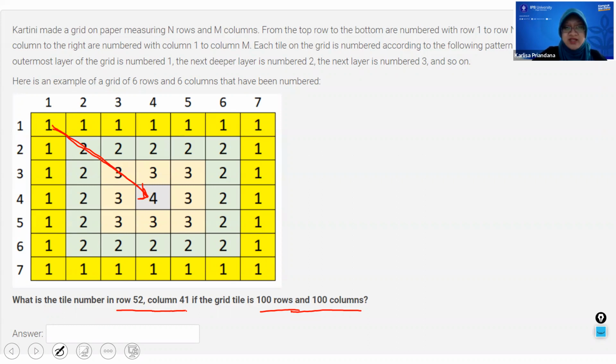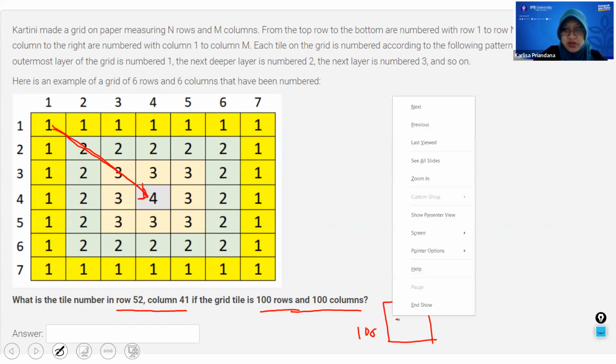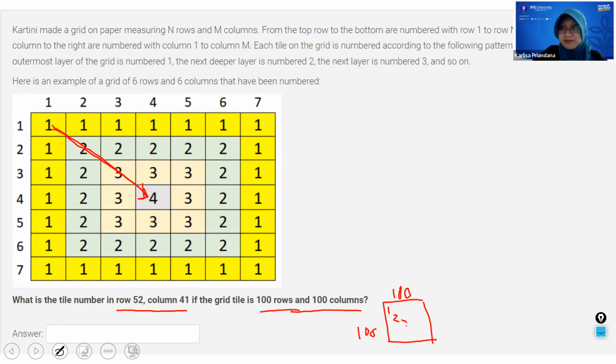One way is you can imagine a 100 times 100 grid, and you know the pattern will be like this. You will have 1 here, and then 2, and so on until you reach the center of the grid. You will have a number of 50 in the center, right? I hope it's clear.